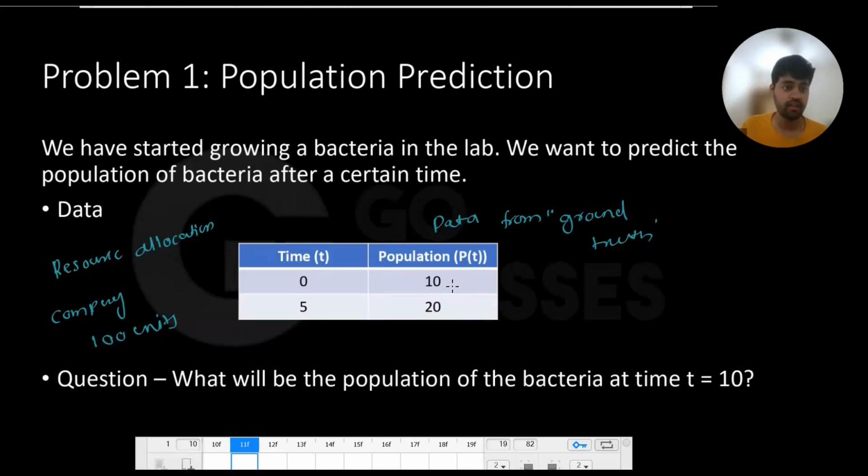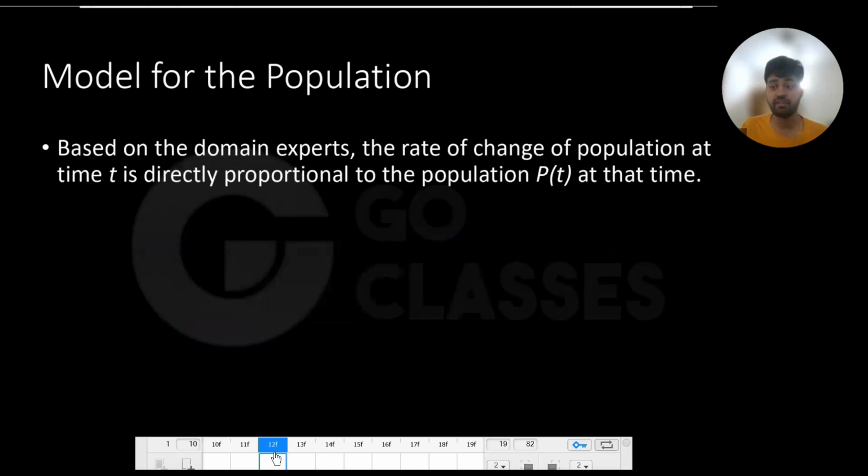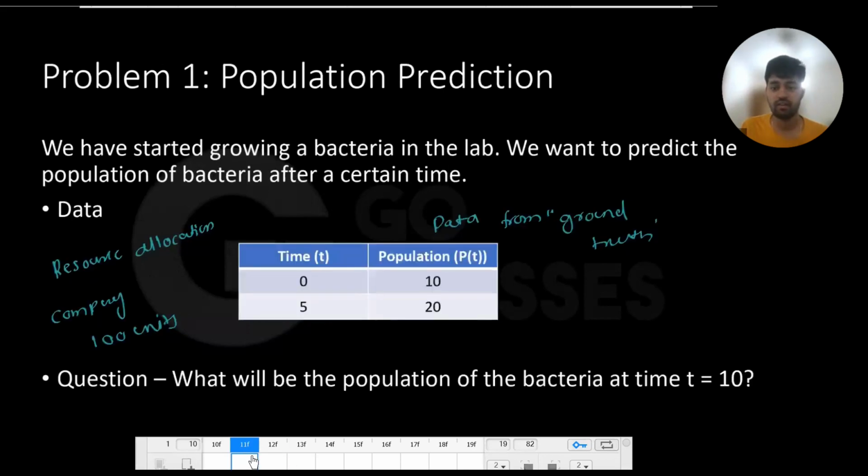Okay. So this is my data. This is my question. Everything all right? Okay. So now I'll make an assumption. So now let's make an assumption.